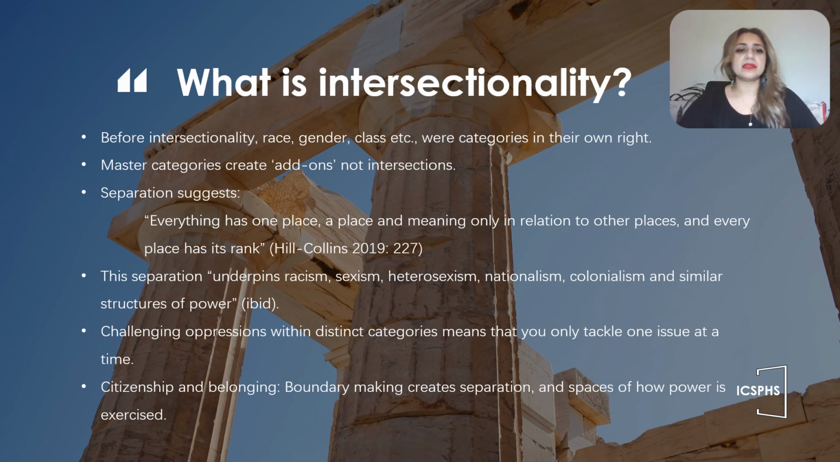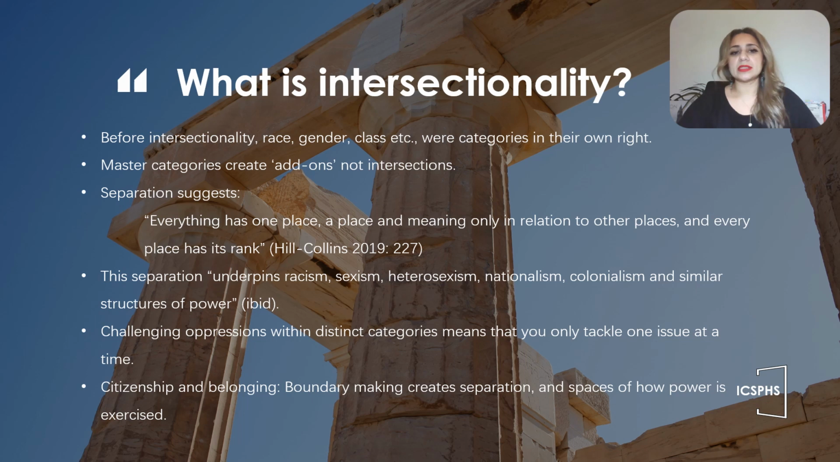For example, an individual who is born both a woman and a person of color may experience discrimination and oppression that is distinct from that experienced by a white woman or a man of color. Similarly, a transgender person may face unique challenges and discrimination that is different from that faced by cisgender individuals of the same race and socioeconomic class.